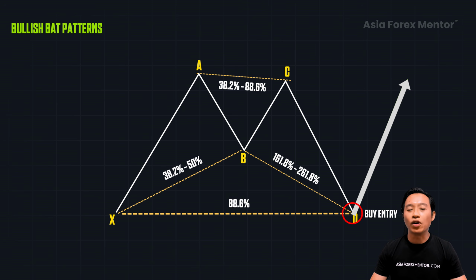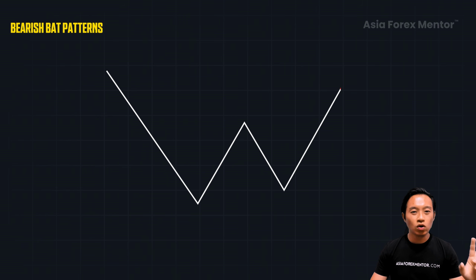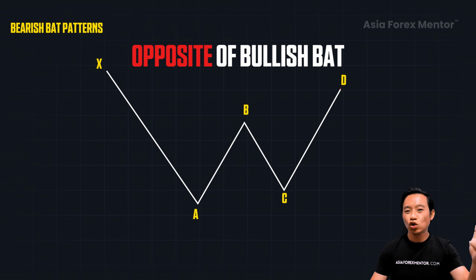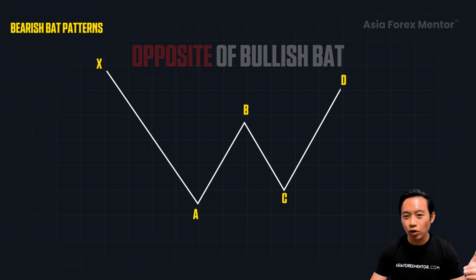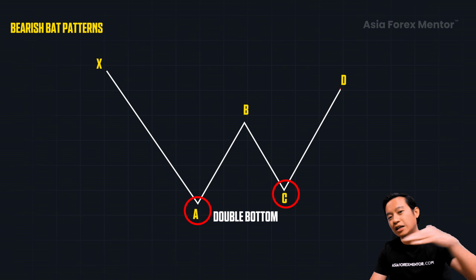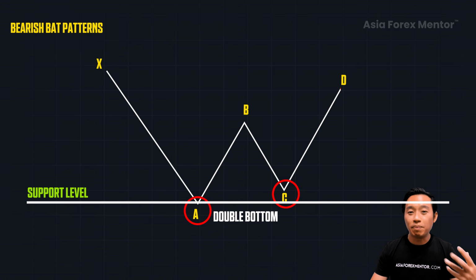All right, so now let's move on. In a bearish bat example, let's take a look at this. So the bearish bat is just the opposite of a bullish bat. So to me, it's a double bottom, right? But the bottom at point C did not touch the support level of point A, but that's fine. It's not going to be perfect.